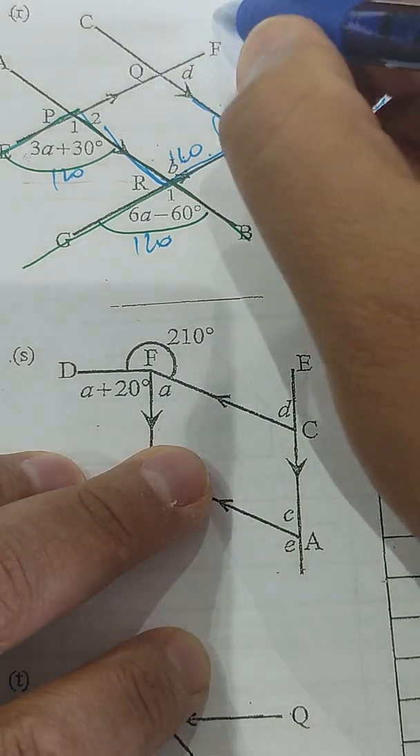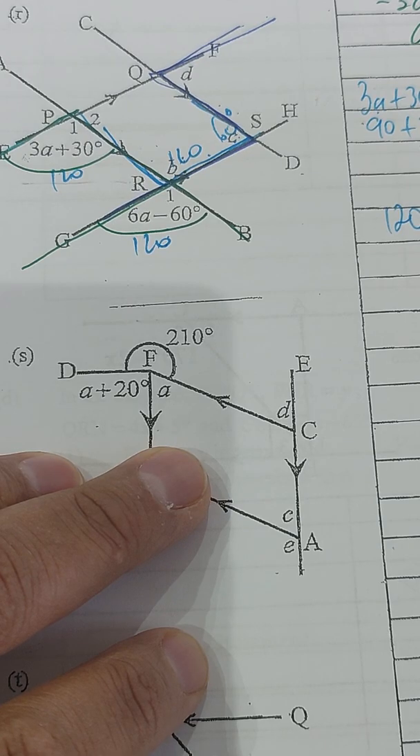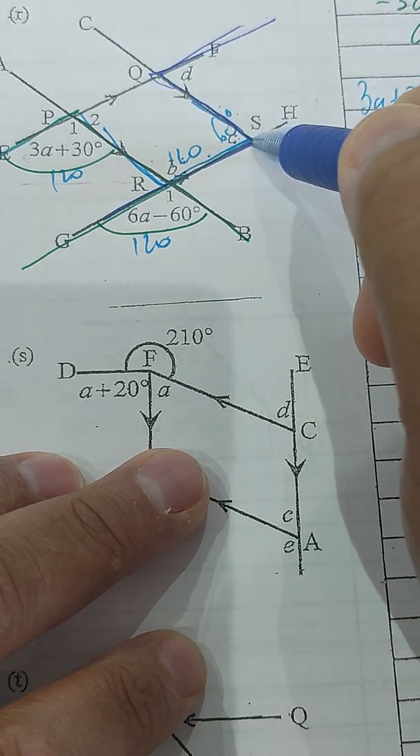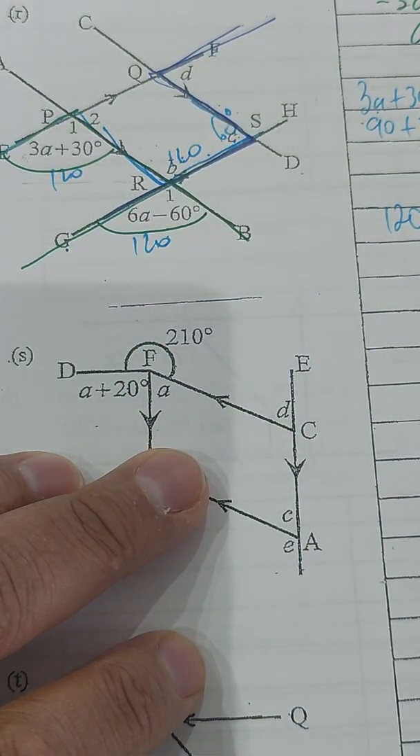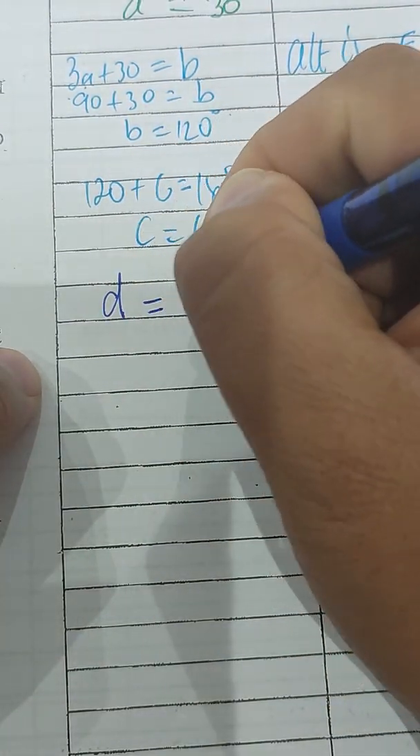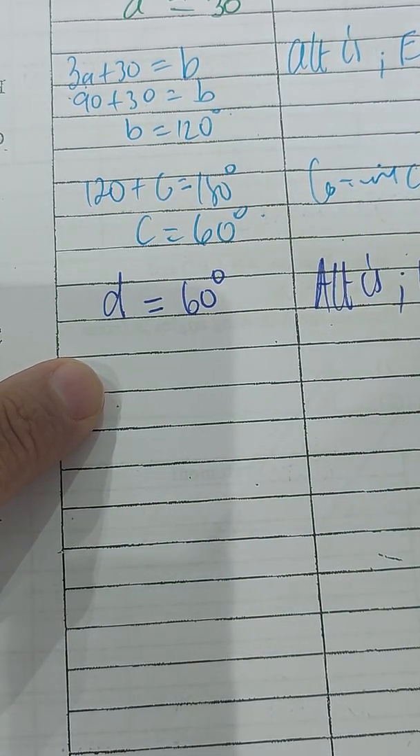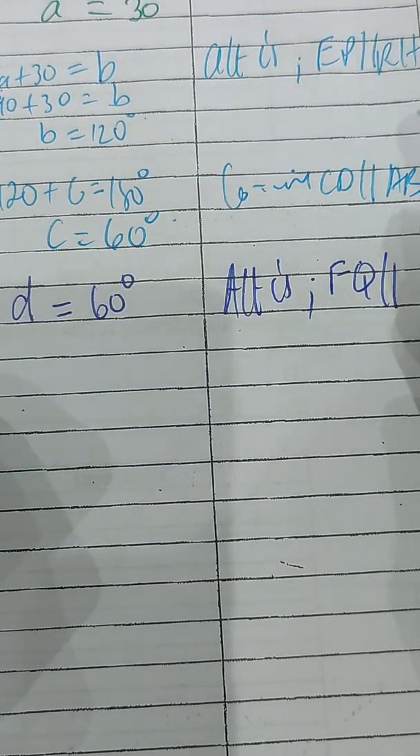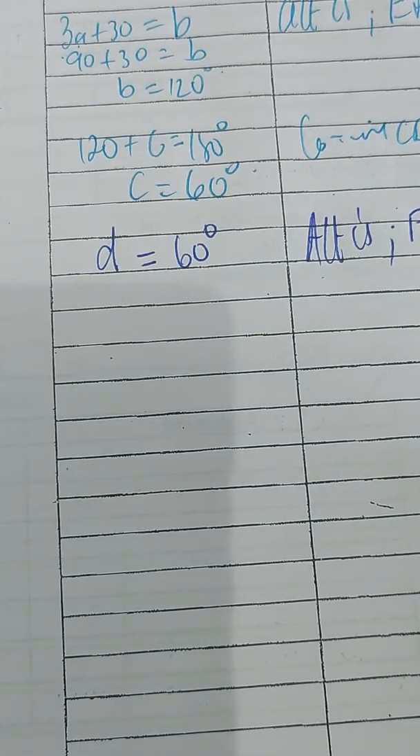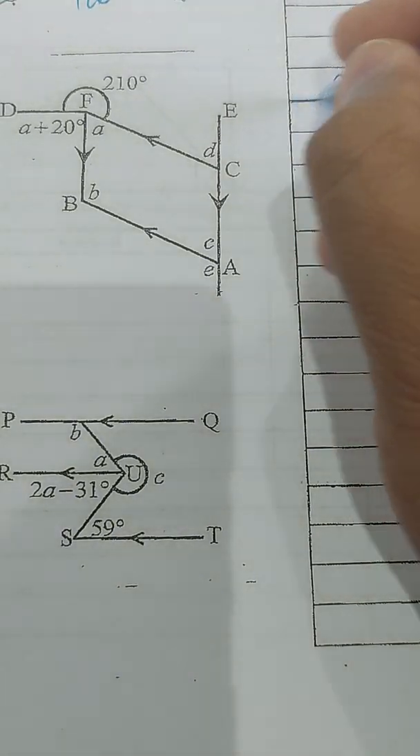Let's go with D. You see these are alternate angles here. So D is going to be 60 degrees. Alternate angles with FQ being parallel to SG. So D is equal to 60 degrees. Alternate angles with FQ being parallel to SR. There we got A, B, C. Yeah, we got them all. Let's go with the next diagram.